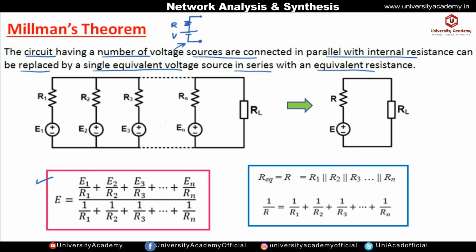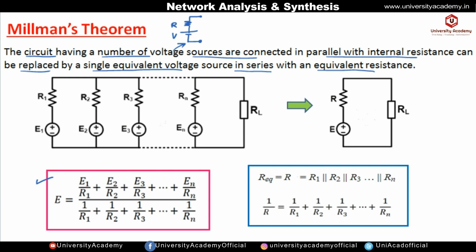Similarly, if we want to find the value of this resistance R, then we deactivate the circuit, so the voltage sources will be replaced by short circuits. Now we remove the load resistance terminal. If we remove the load resistance and deactivate the circuit, then all the resistances will be connected in parallel. So R equivalent gives the value of resistance R, which is a parallel combination of all the resistances, that is R1 in parallel with R2, and so on up to Rn.